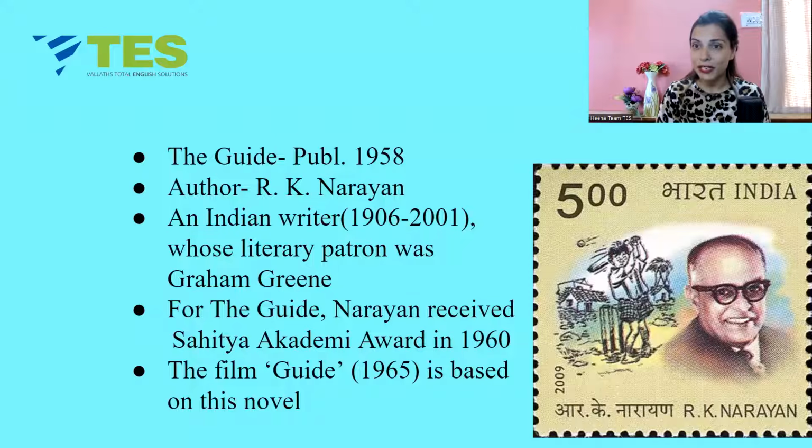Published in the year 1958, The Guide is written by R.K. Narayan, the very famous, the very accomplished Indian writer who lived from 1906 to 2001. And something important, his literary patron for his life was Graham Greene, the English writer. Okay, remember this. Graham Greene, the English novelist, was patron of R.K. Narayan. And for this novel, The Guide, Narayan received the Sahitya Akademi Award in the year 1960.